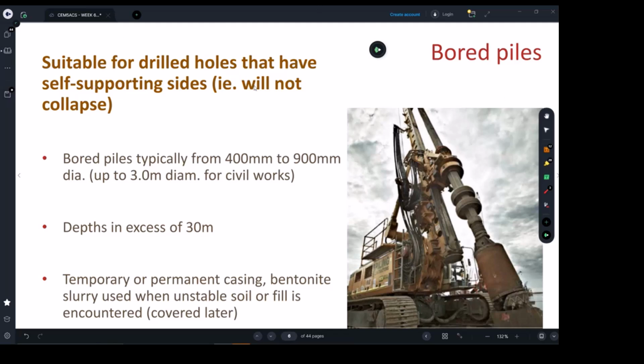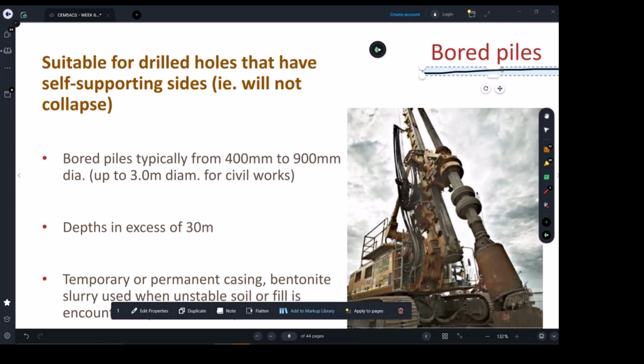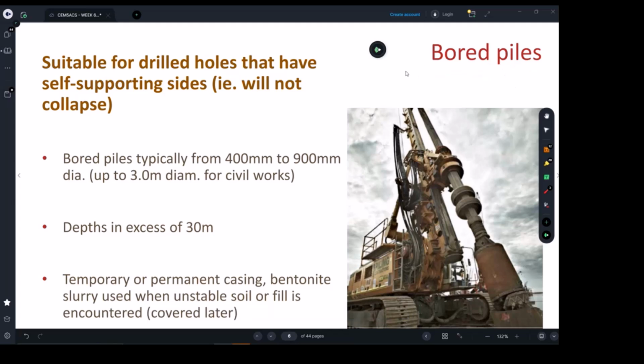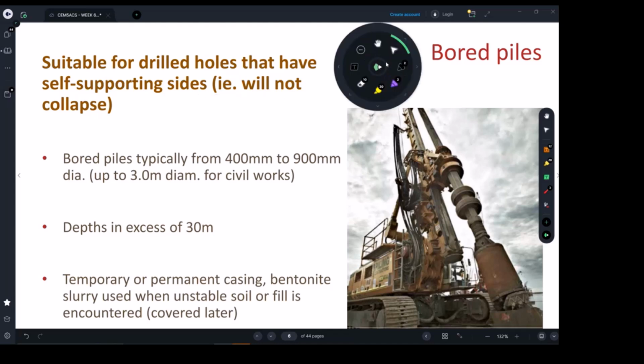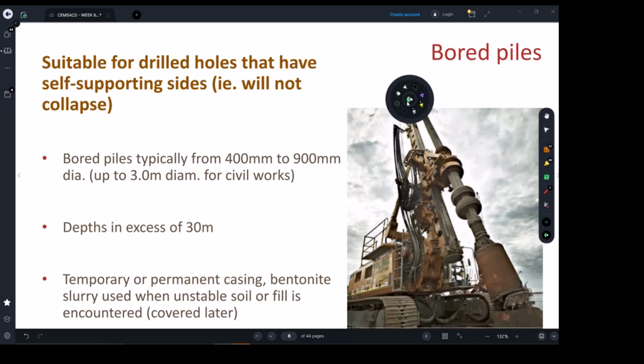So we had this case here, which is talking about the situations where the soil will not collapse. So that's again the case that we are talking about, where the soil property is kind of stiff clay, and we don't need to go very deep. So maybe we can be up to 20. Sometimes we may need to go more, but the depths for these ones can be in excess of 30 meters, and they can come in different diameters here. So we can be 400 diameter, 900 diameter.